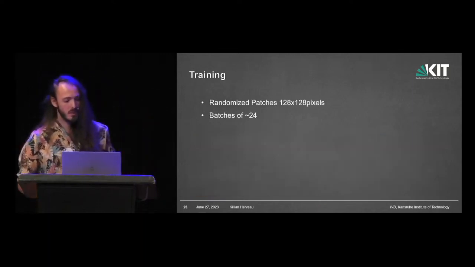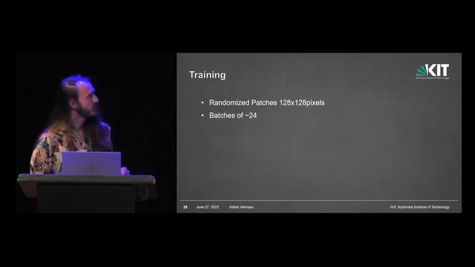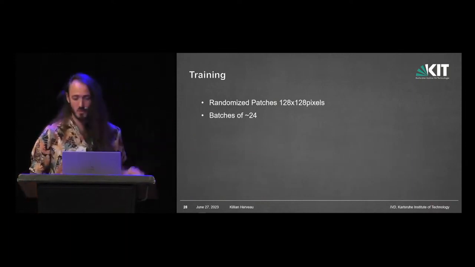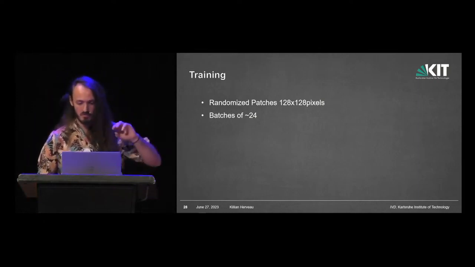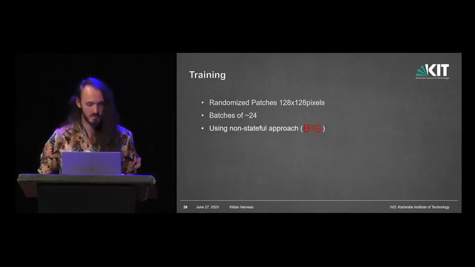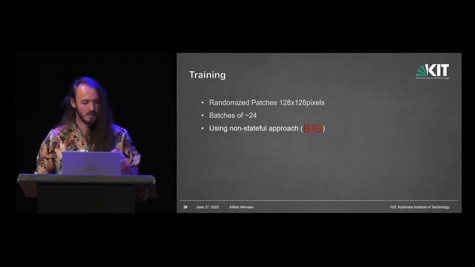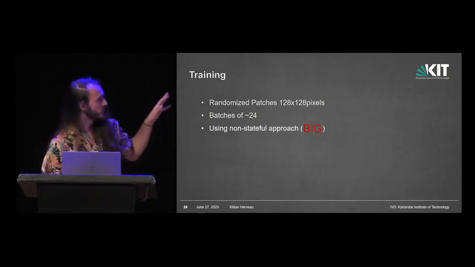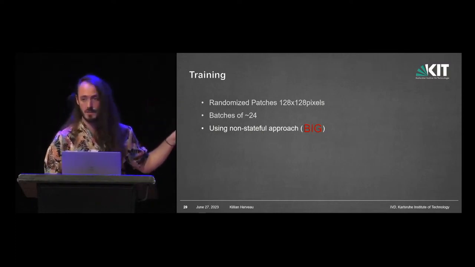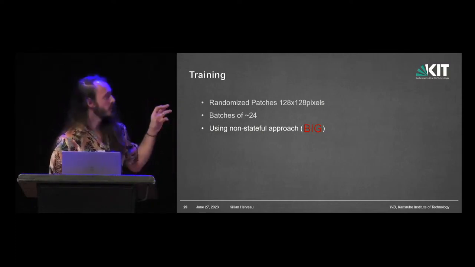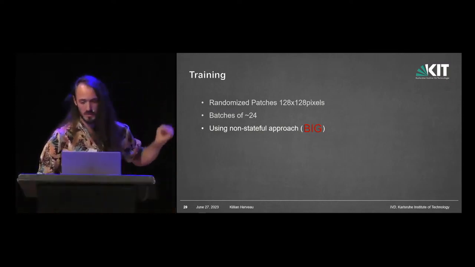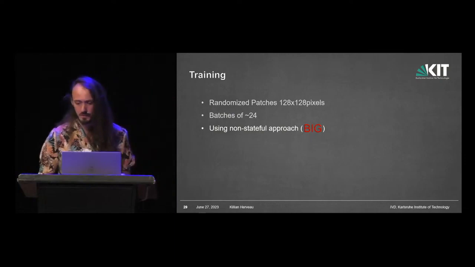So during the training, we have randomized patches of 128 by 128 pixels. We have batches of 24, so it's just enough to fill our NVIDIA Titan V. And we use the non-stateful approach, so the big one. This is because it's faster, basically, to train using the non-stateful approach. So the one with all the frames at once and all the motion vectors.